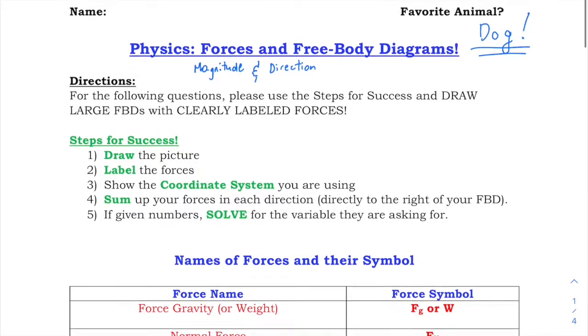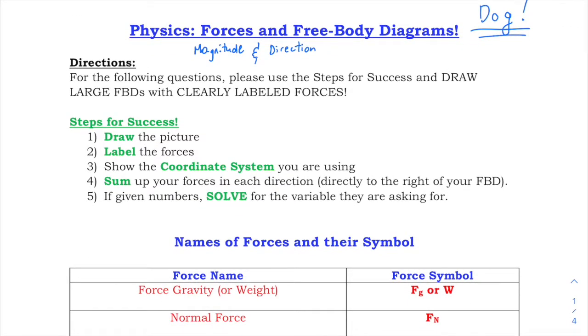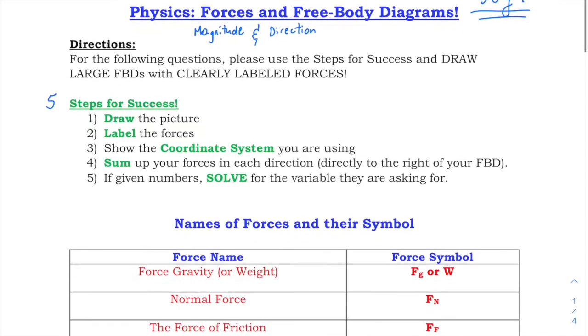So there are 5 steps for success. You draw a picture, you label your forces, you show the coordinate system, you sum your forces, and you solve. And actually, I might edit this worksheet and put the number 5 right there, because if you follow those 5 steps, you'll have a really good chance of getting them right.